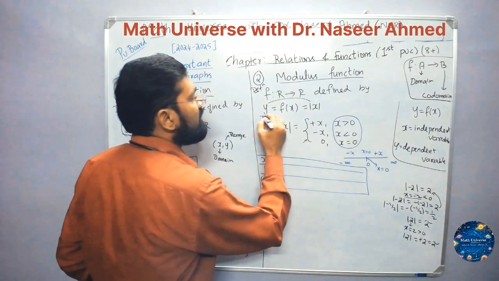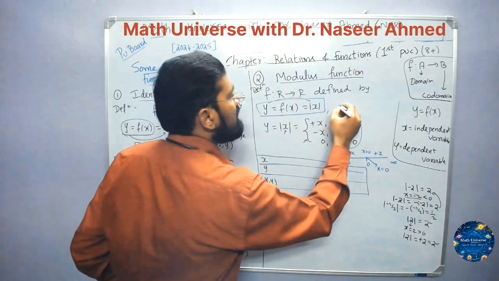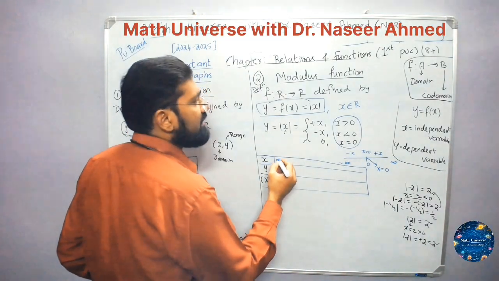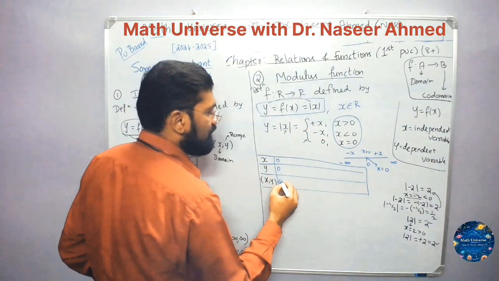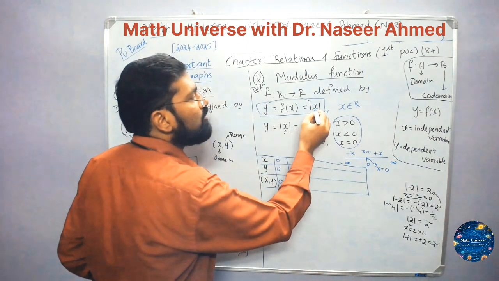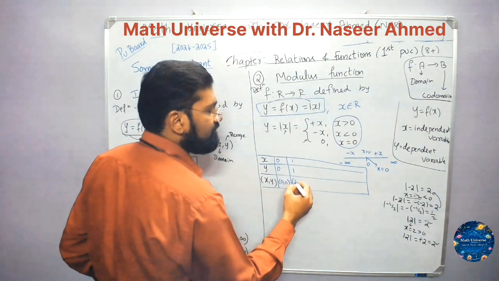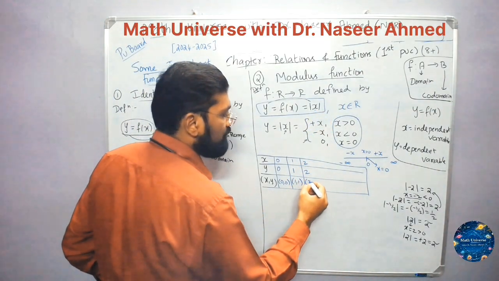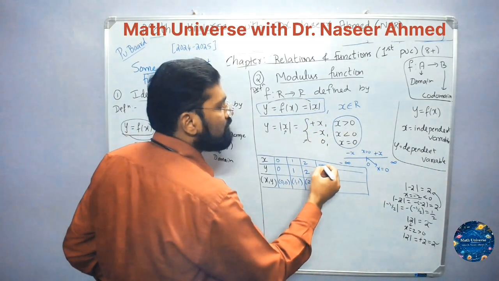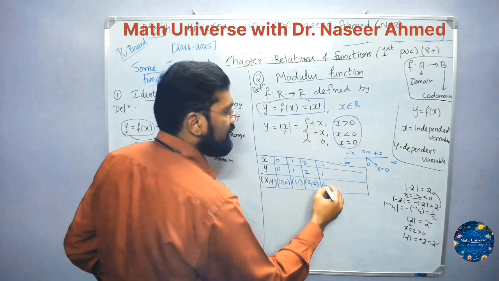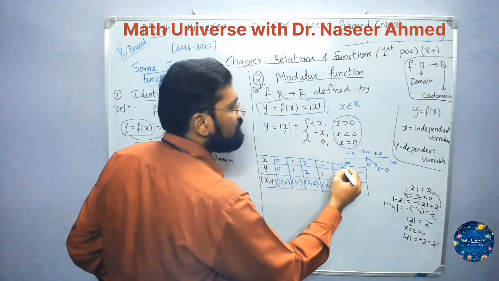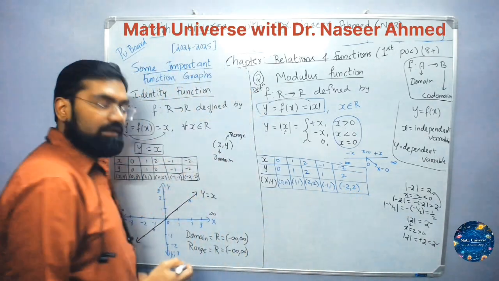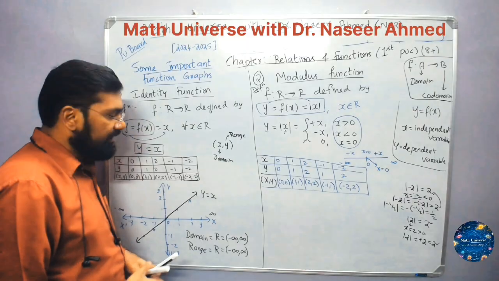Yes, yes. Now, what is x? Which type of number x is? A real number. Now, when x is 0, mod of 0 is 0. So 0 comma 0. When x is equal to 1, mod of 1 is 1 itself. When x is equal to 2, mod of 2 is 2 itself. So 2 comma 2. When x is equal to minus 1, mod of minus 1 is plus 1. So minus 1 comma 1. When x is equal to minus 2, mod of minus 2 is plus 2. So minus 2 comma plus 2.